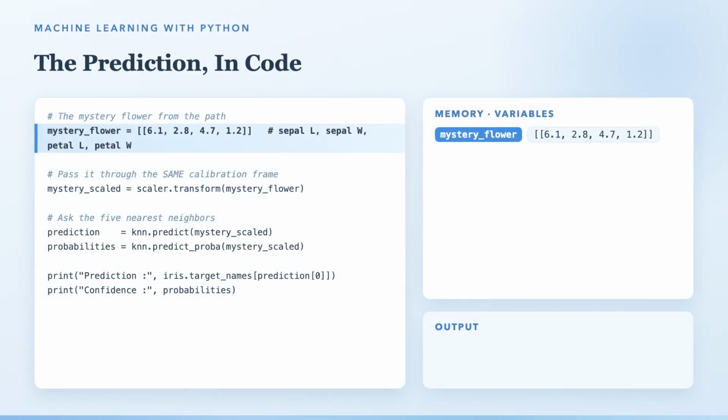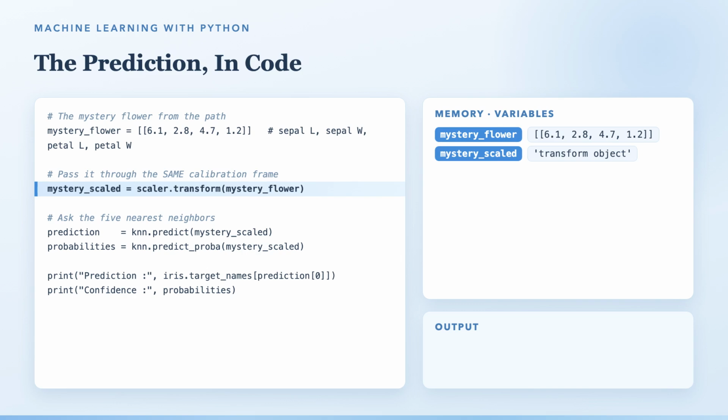Now let's encode what we just watched in light. Line 1. The mystery flower's 4 measurements. Exactly as we found it on the path. Line 2 matters more than it looks. Scalar transform. The new flower must be measured with the same calibrated rulers as everyone else. If we forgot this line, we'd be comparing a scaled meadow to an unscaled flower, and every distance would be wrong. It's the single most common KNN mistake, and now you'll never make it.